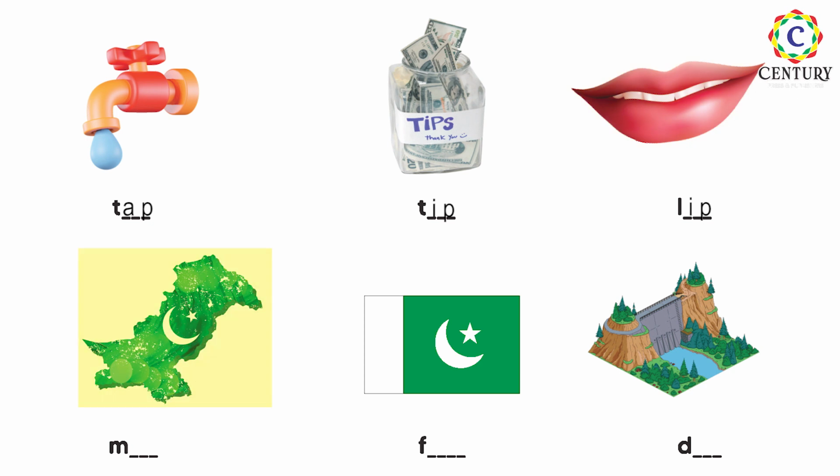Next is map. Map. And the sound is app. So you have to write app here. Next is flag. Flag. And the sound is ag, ag. So यहाँ पे आपने ag, ag लिखना है. Next is dam. Dam. What is the sound? Am. Yes, you have to write am here.